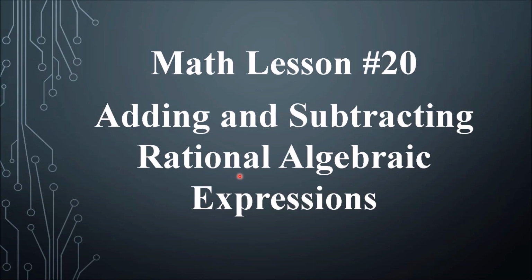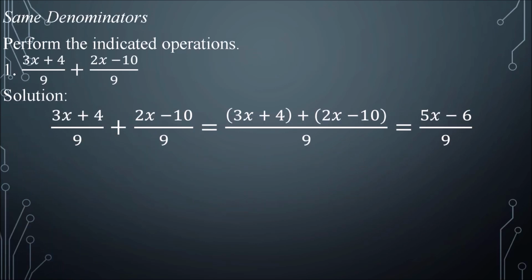Math lesson number 20. Adding and subtracting rational algebraic expressions. Now let's have first rational algebraic expressions having the same denominators. So number 1, (3x + 4)/9 + (2x - 10)/9.